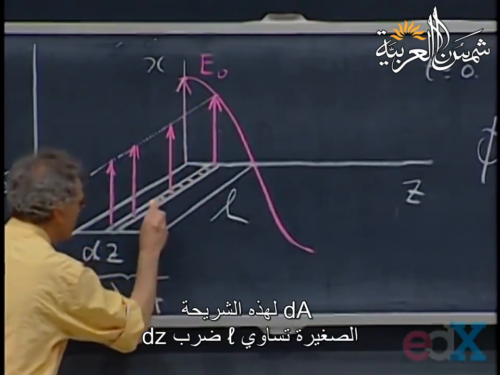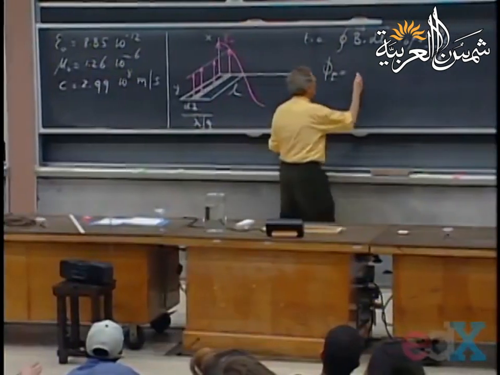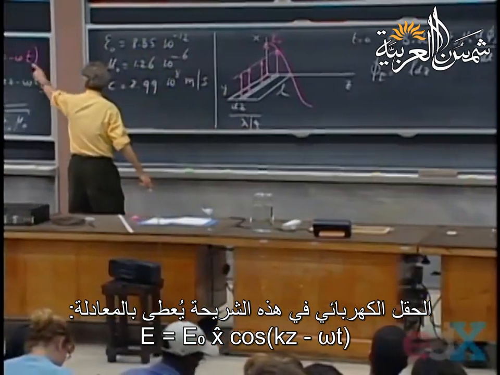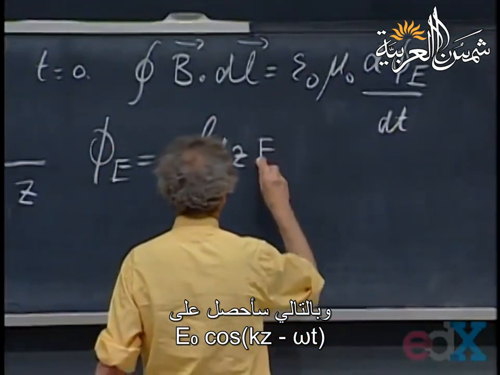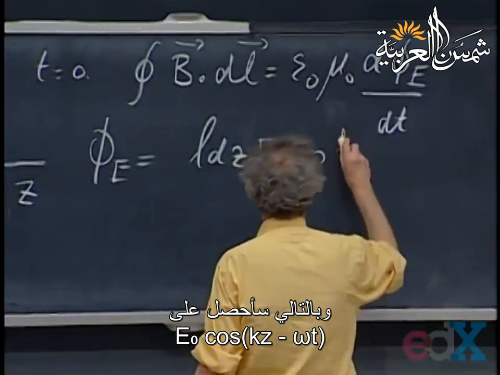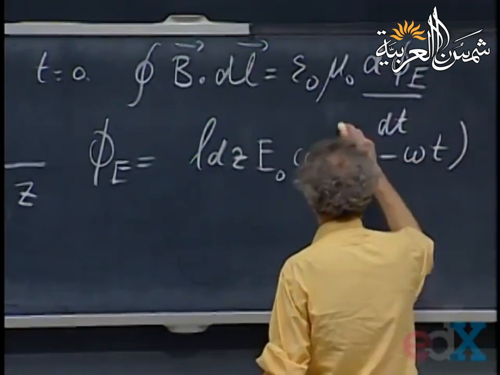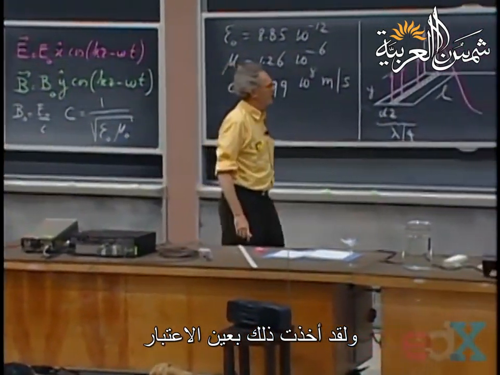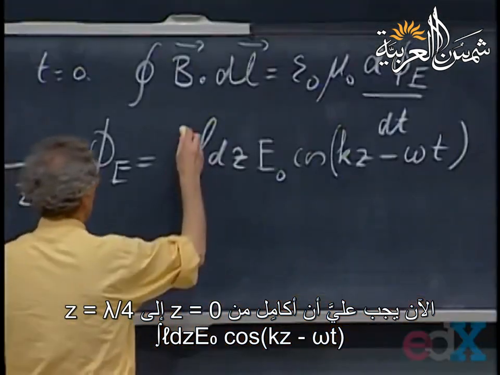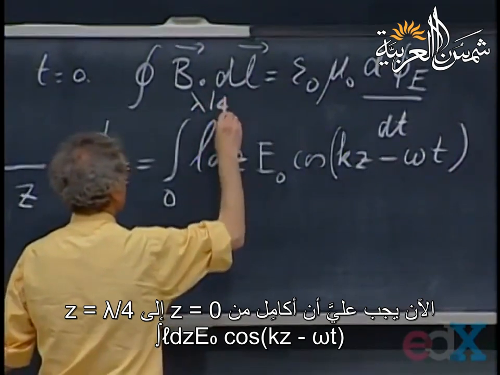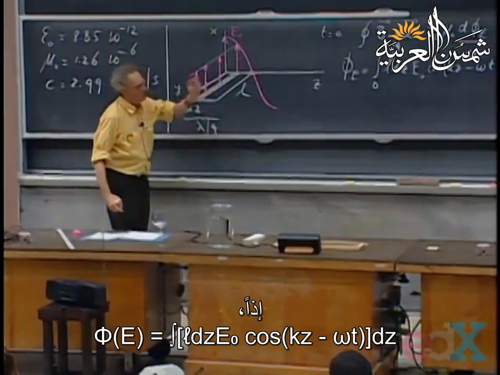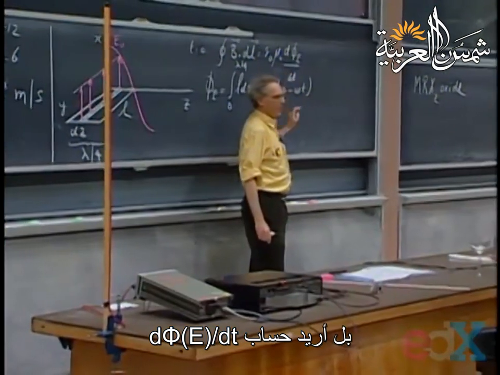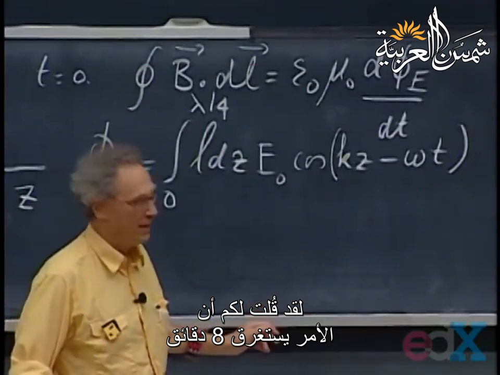So what is dA of this little slice? That is L times dz. What is the local electric field in this slice? Well, that's that equation. So I get E zero times the cosine of kz minus omega t. This x roof, of course, is gone because dA and E are in the same direction. I've already taken that into account. But I have to integrate this now from z equals zero to lambda over four, because I have to integrate it over this whole surface. So that's the answer. But I'm not interested in phi E. I have to know d phi E dt. So it's going to be worse for you. I told you, eight minutes, pain in the neck.